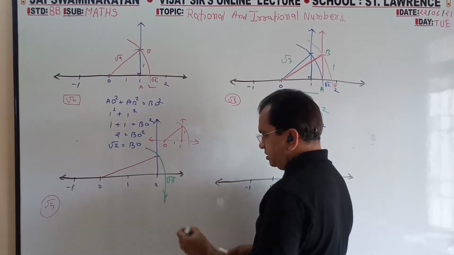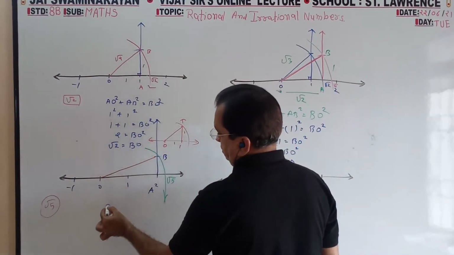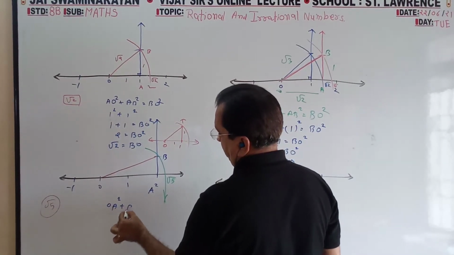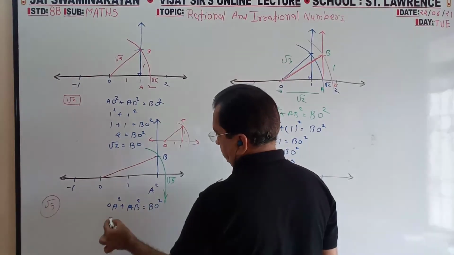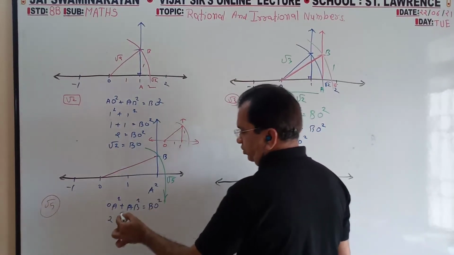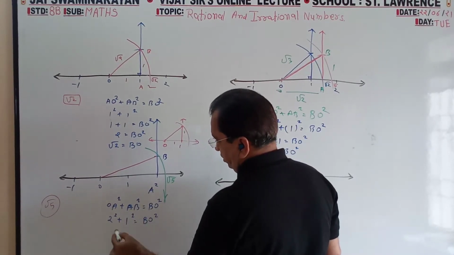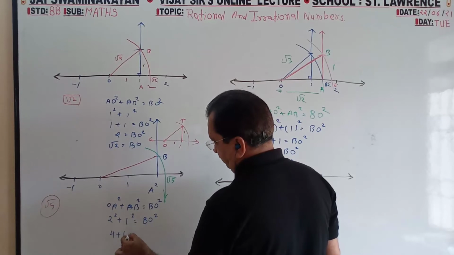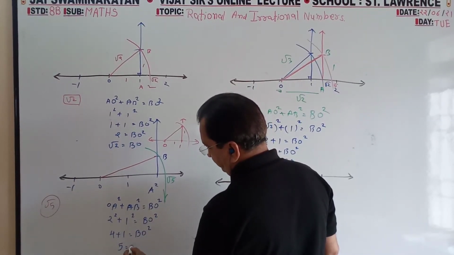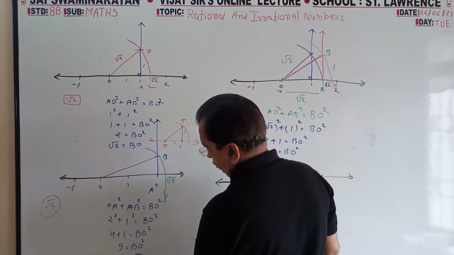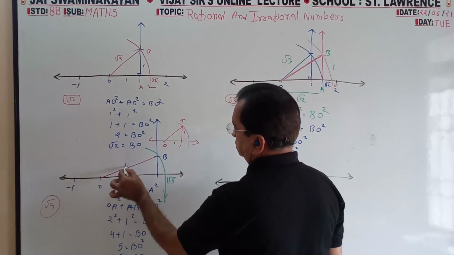Now O, A, B. OA square plus AB square is equal to BO square. This time we have taken 2 square, 1 square, equal to BO square. 4 plus 1 is 5. So root 5.